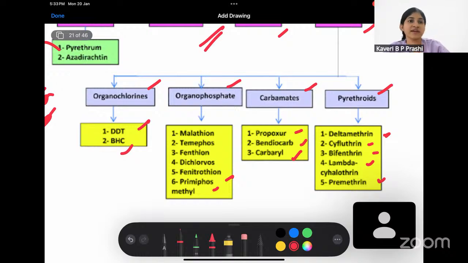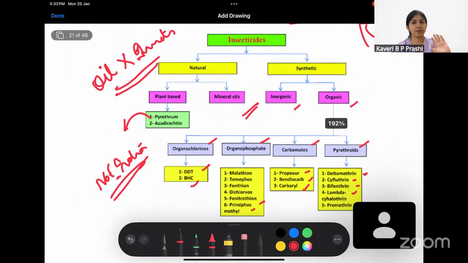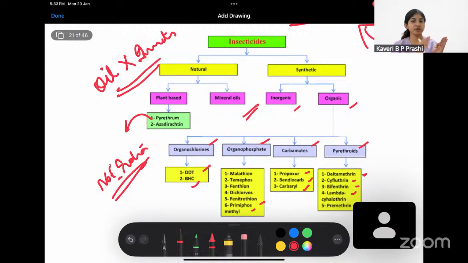I know that it is very, very difficult to remember all the names. Try to remember two under each. The first part of the classification is simple. Firstly, insecticides are classified into natural and synthetic. Under natural, you have two things: plants and mineral oil. In plants, you have pyrethroids and azadirachtin. These are easy. Then you have mineral oils.